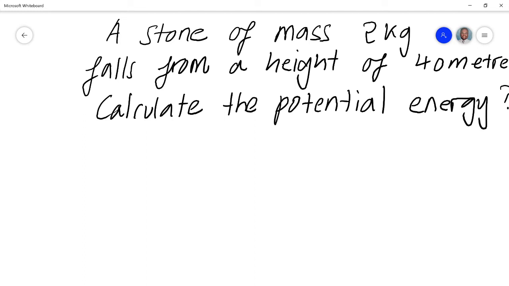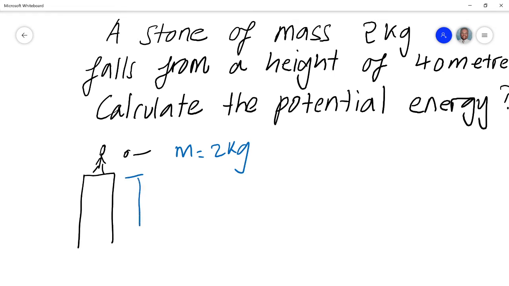Think of a situation like this. Let's say, for instance, it could be a building. There's someone there throwing a stone, and that stone has a mass of 2 kilograms, and the height of that building is 40 meters. And because you're throwing it down, it has free fall. So therefore, my g is going to be 9.8 meters per second squared. So I've got my mass, I've got my height, so obviously my height is from here to there, and acceleration due to free fall is 9.8 meters per second squared.